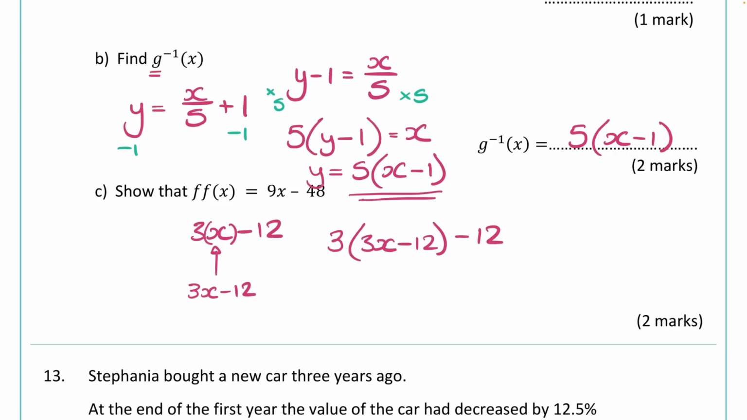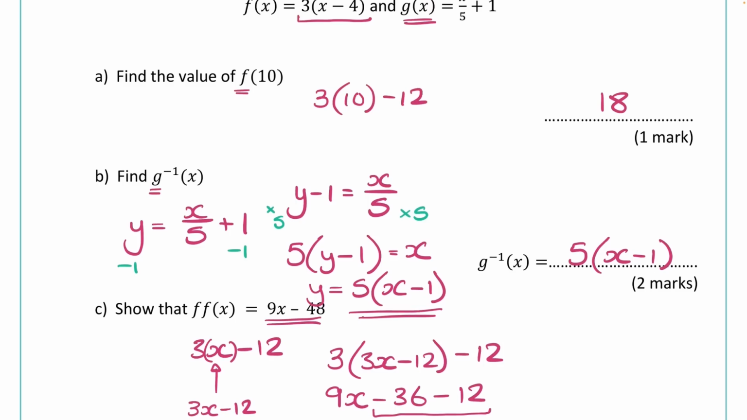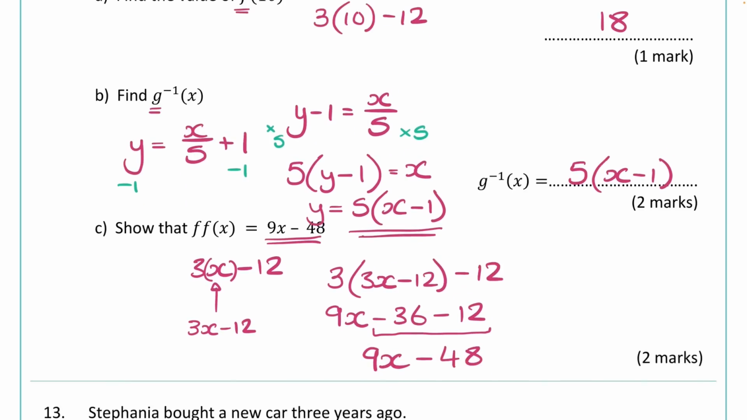In this case, I do need to expand and simplify because it wants me to show that it equals 9x minus 48. So if I expand the bracket, we get 9x minus 36, and then minus another 12. And if we simplify these two numbers, we get 9x minus 48. And there we go. A relatively nice question of functions, just looking at all those different processes.